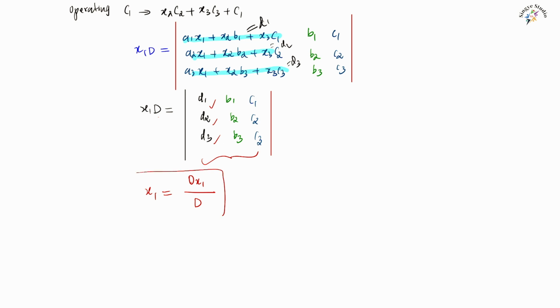Therefore, we will get the value of x1 by taking the ratio of the determinant in which the column containing the x1 variable is replaced by the sum d1, d2, d3, and our original determinant, okay? This will work similarly for our x2 and x3, okay? So let's do it very quickly now.